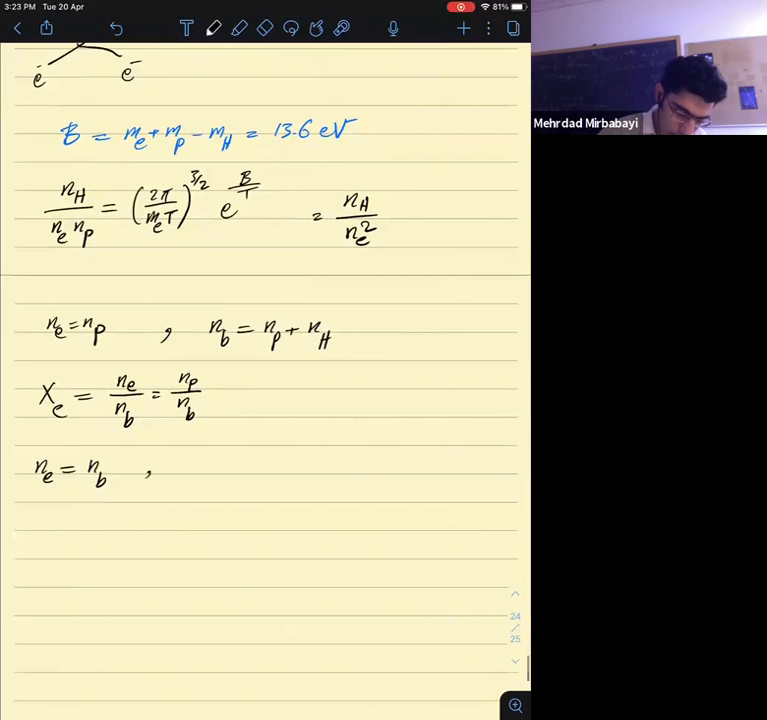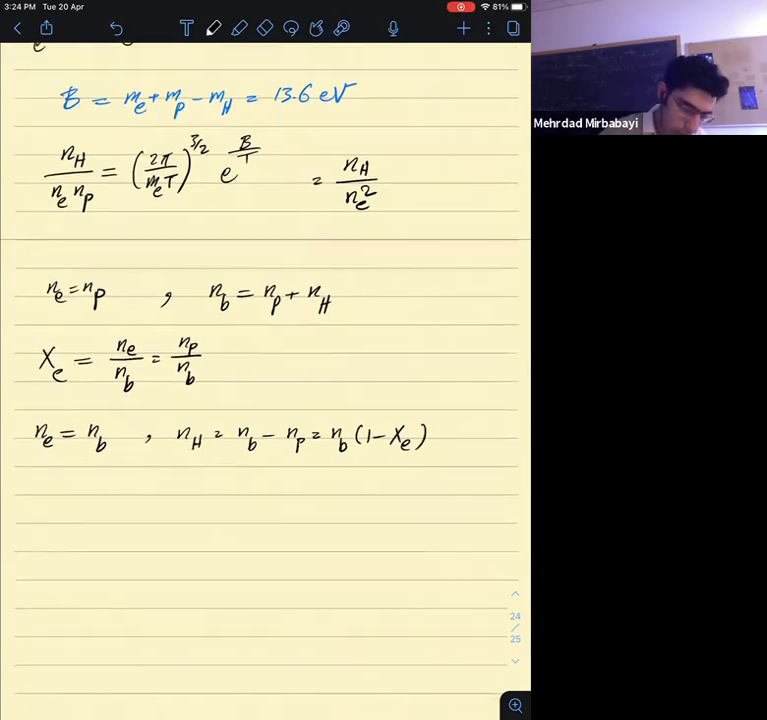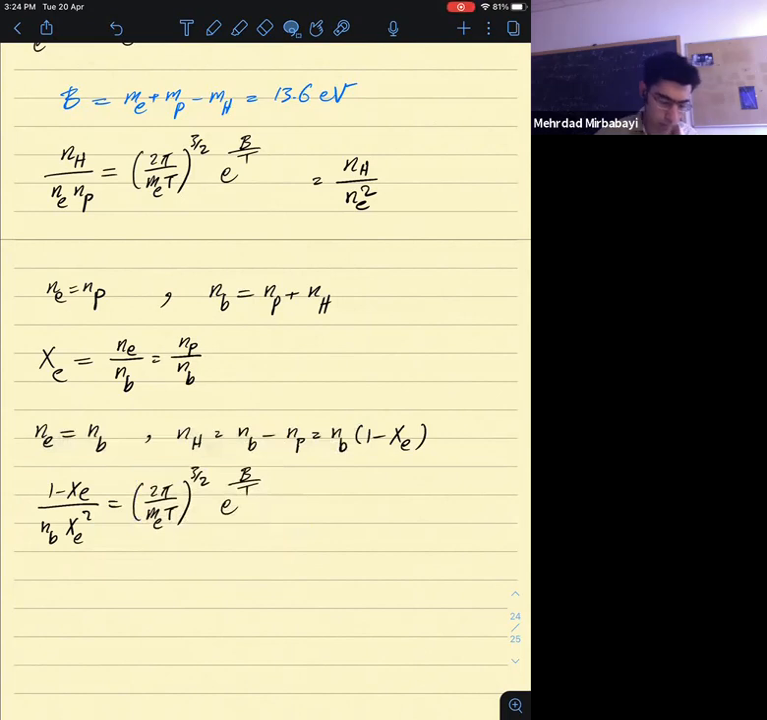How can we do it? Well, n_H is n_B minus n_p. So we can write it as n_B times (1 minus n_p over n_B), which is again the fraction of electrons because of neutrality. So therefore that ratio that we had is equal to (1 minus X_e) divided by n_B times X_e squared. So this ratio can be written in this form in terms of the fraction of the electrons, and this is equal to that same object.